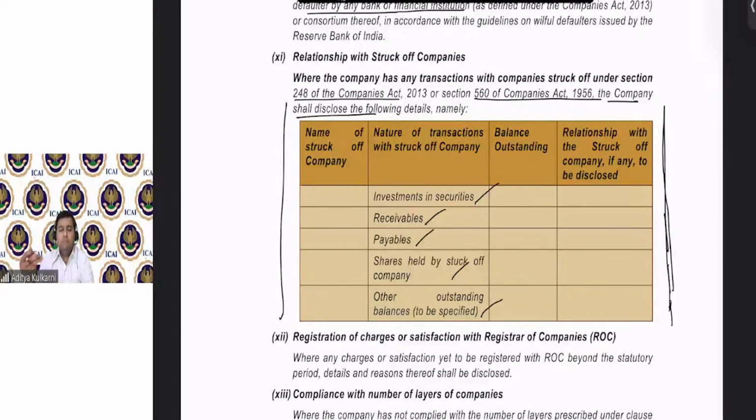you would have obtained their PAN, GST number, etc. So in the PAN and GST number, you will definitely come to know whether that entity is a partnership firm, whether it is an individual, whether a proprietary concern, whether it is a company, private limited, whatever, a firm, an LLP, whatever it is. So therefore, the question is whether there are any transactions with companies struck off under section 248 of the Companies Act 2013 or 560 of Companies Act 1956.